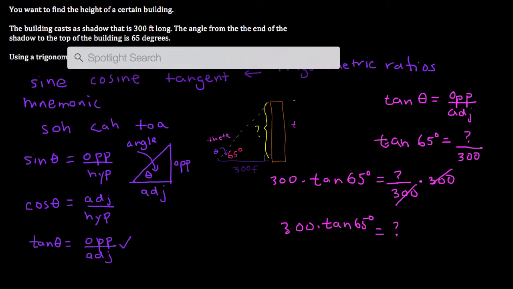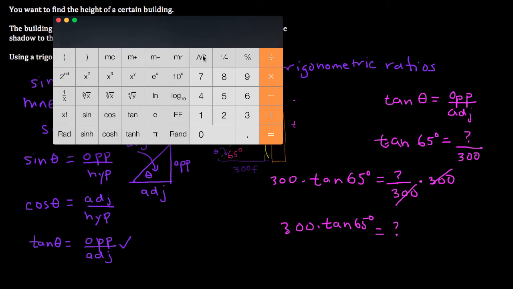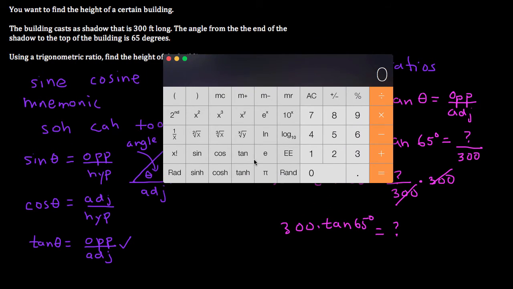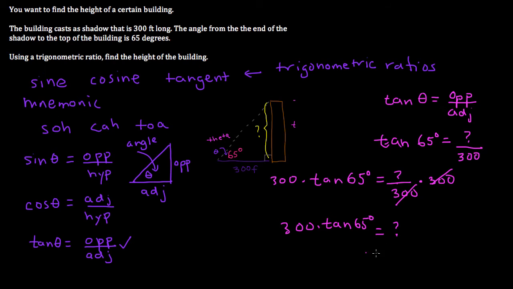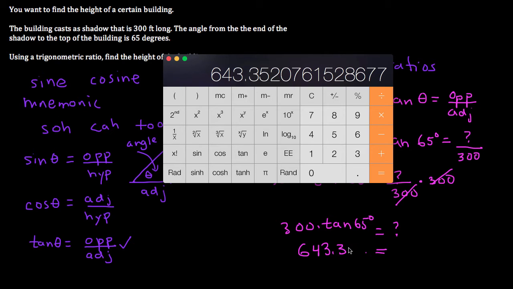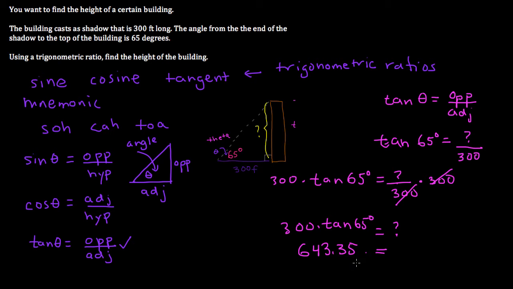I'm going to get my calculator out. So the way my calculator works is I have to do 65 degrees, then tangent of that, 2.1, and then multiply that by 300, and then I get 643.35. That's going to be feet.